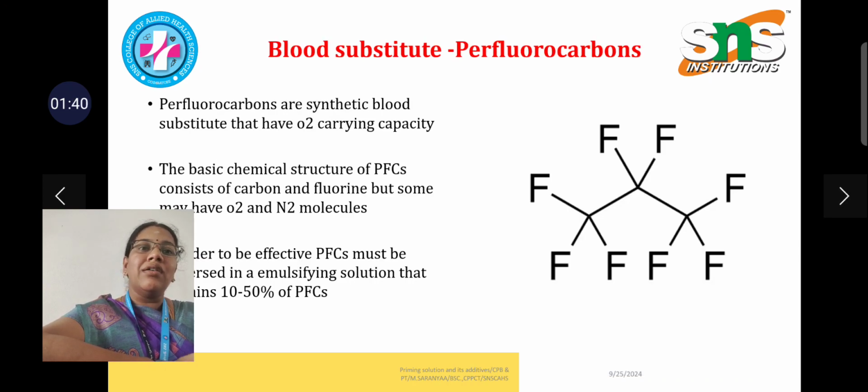There is a new thing which is called a blood substitute, or perfluorocarbons. These perfluorocarbons are a synthetic blood substitute that has oxygen carrying capacity. Interesting, right? This fluid has the same oxygen carrying capacity as blood, but is not actually blood. The basic chemical structure of perfluorocarbon consists of carbon and fluorine, but may have oxygen and N2 molecules also. So it is an effective emulsifier in a solution. So it can dissolve in whatever solution you are using and it is able to carry the oxygen.